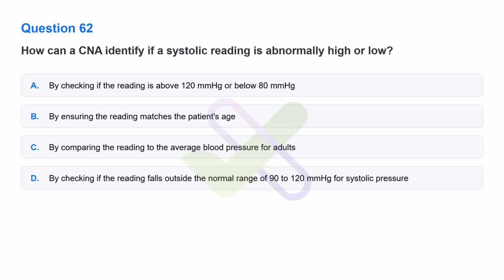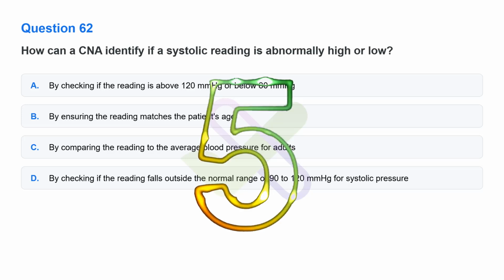How can a CNA identify if a systolic reading is abnormally high or low? A. By checking if the reading is above 120 millimeters of mercury or below 80 millimeters of mercury. B. By ensuring the reading matches the patient's age. C. By comparing the reading to the average blood pressure for adults. D. By checking if the reading falls outside the normal range of 90 to 120 millimeters of mercury for systolic pressure.